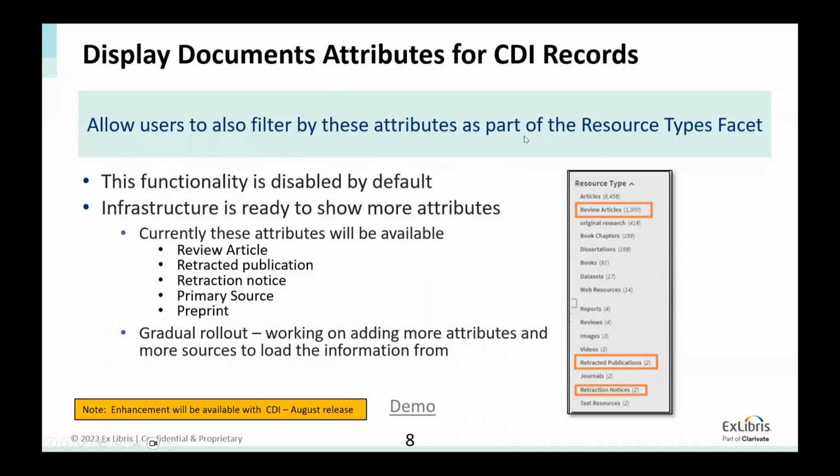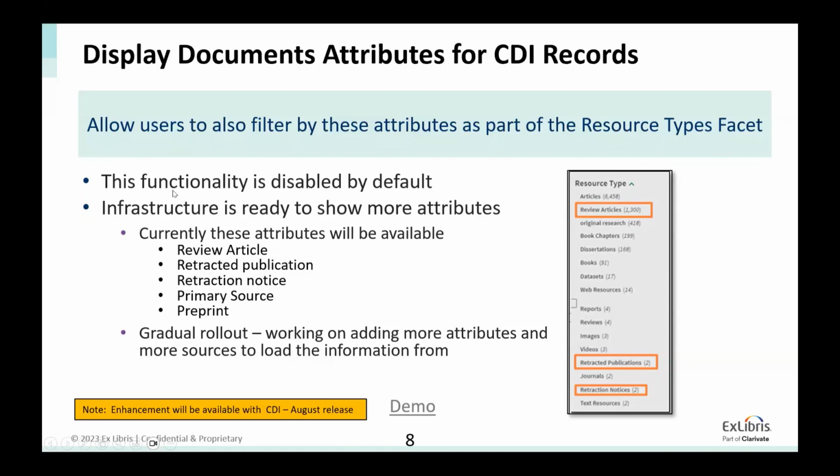The user will be able to find those document attributes as part of the resource type facet. We chose to put them as part of the resource type facet. Maybe when a user wants to search and filter by articles, they can also choose to exclude retracted publications or retraction notices, or they can choose to filter for review articles and all of that.